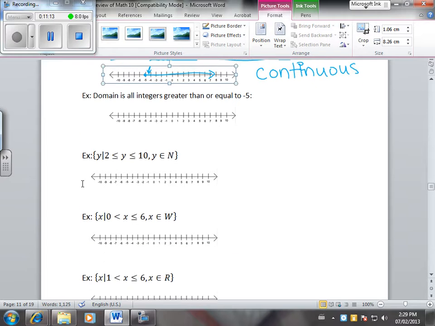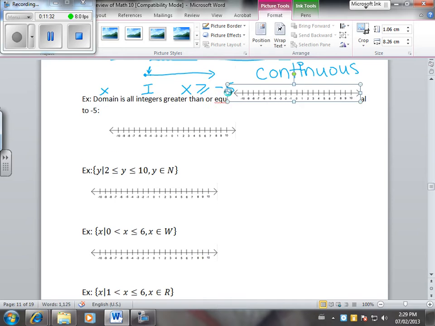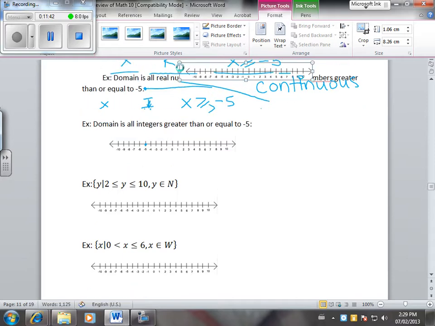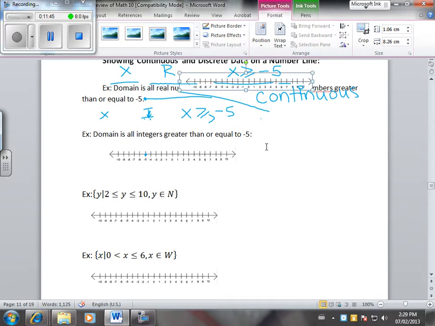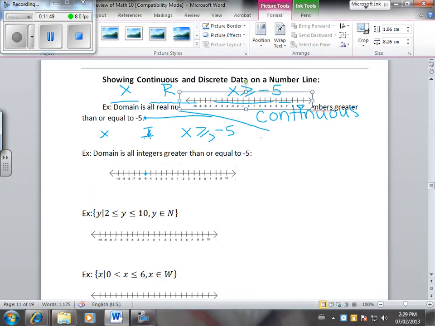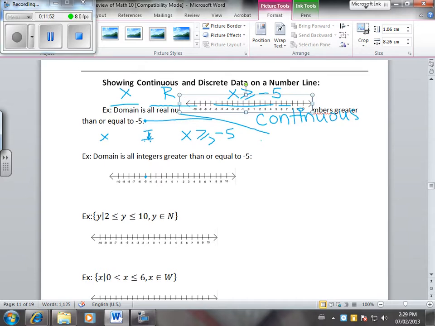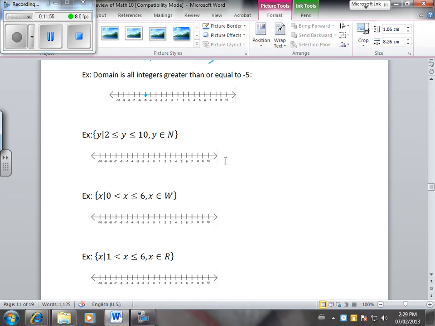So, domain is all integers greater than or equal to -5. So again, we're working with x. Now we're working with integers. And we're still in greater than or equal to -5. So this is all integers. Okay, so if we start at -5, and let's see if I can move this up here. Sorry about this, guys. Okay, we'll just leave it. So, all integers greater than or equal to -5.